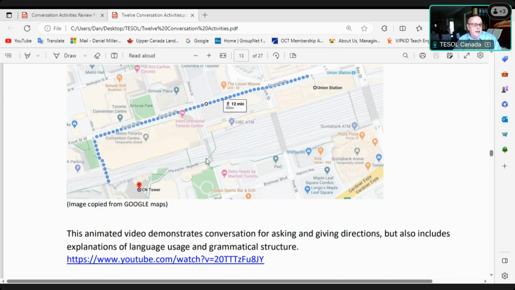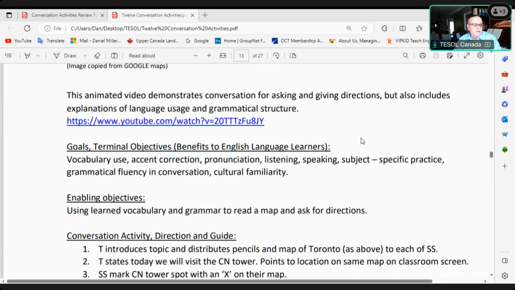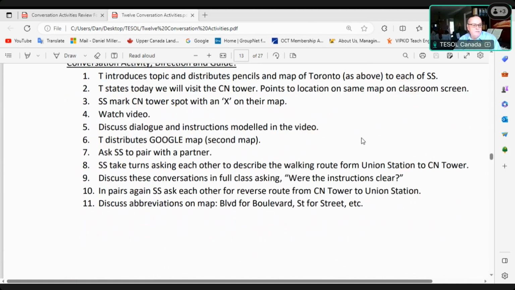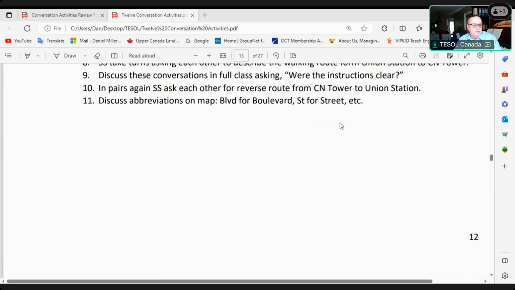And here's a map. I copied this image from Google Maps. It's got the route marked right on it from Union Station down along Front Street around to the CN Tower. So any handouts that you would give, you need to describe them, but also show a picture of them.